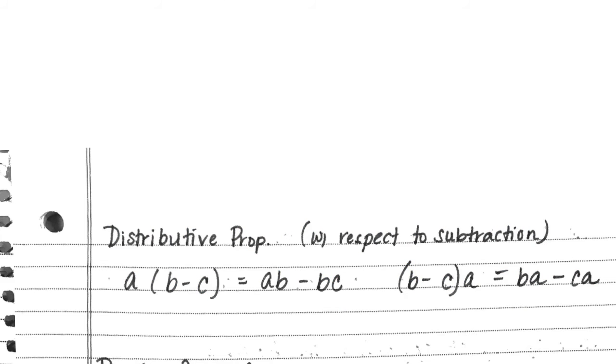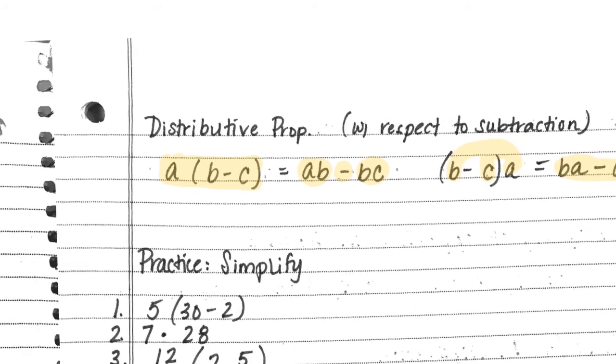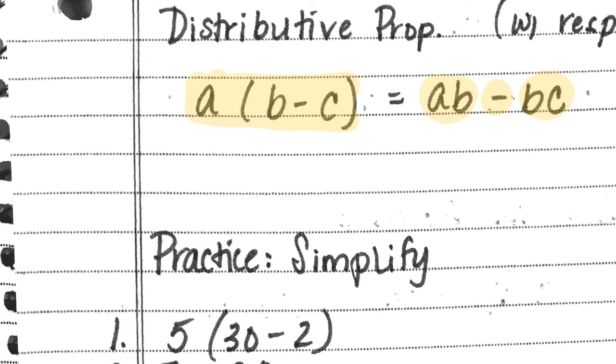We can also use the distributive property with respect to subtraction. So notice if I have A times (B minus C), the sign just doesn't change. If it was addition, we keep it addition. If it's subtraction, we keep it subtraction. And same here. It would be the same thing. So let's just practice one of those.